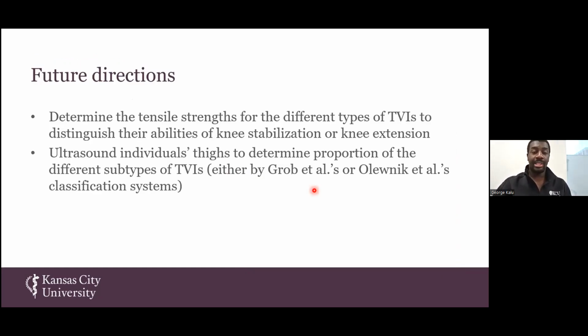Some future directions with this study would be to identify the tensile strengths for all the different morphologies of the TBIs to establish their abilities when it came to knee stabilization and knee extension, and determine what their roles might be with that, if any. Another future direction may be to ultrasound individual thighs and determine if we're able to see different subtypes of the TBIs based on either Grob's system or Olunic's system. What I would probably do is use more of Olunic's system just because of the variations in the origins and morphologies.